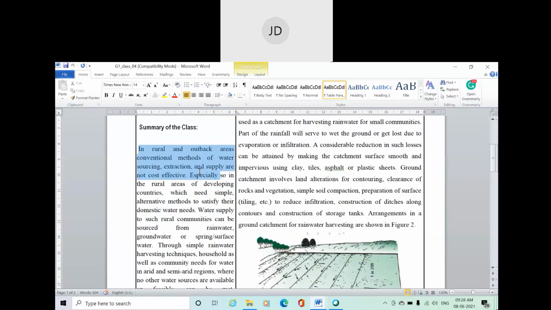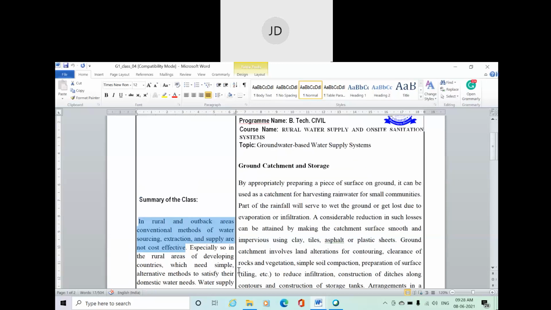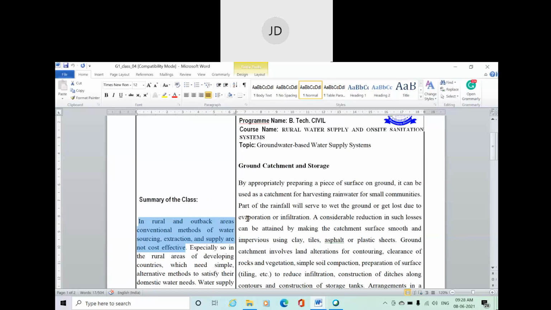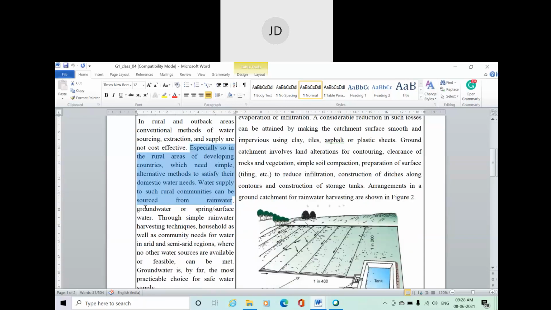In rural or outback areas, conventional methods of water sourcing, extraction and supply are not cost effective. Why is that the case? In some areas decentralized water supply is not possible. It is a case of emergency, where we have to adopt some natural or local approach to consume water. Especially in the rural areas of developing countries, which need simple alternative methods to satisfy their domestic water needs. Water supply to rural communities can be sourced from rainwater, groundwater, and spring or surface water.